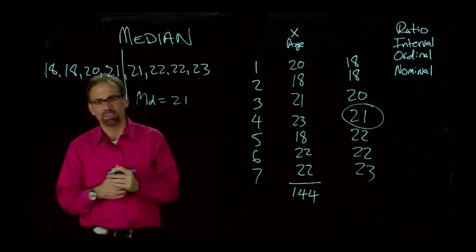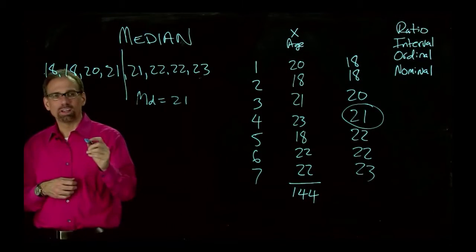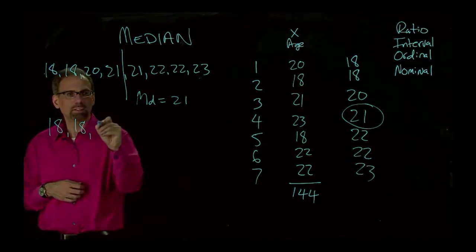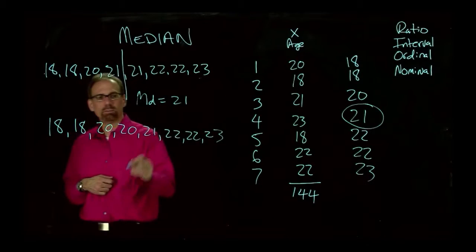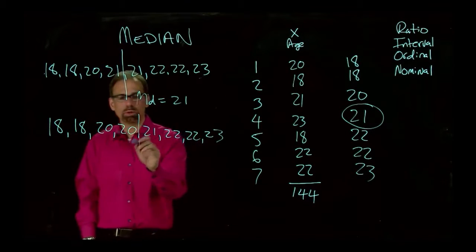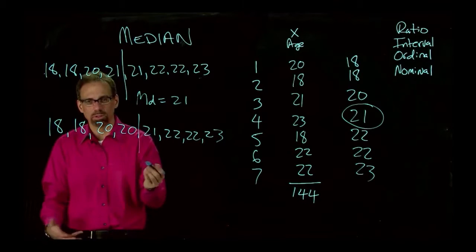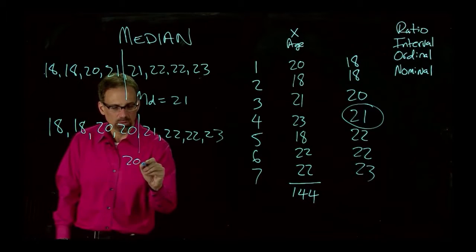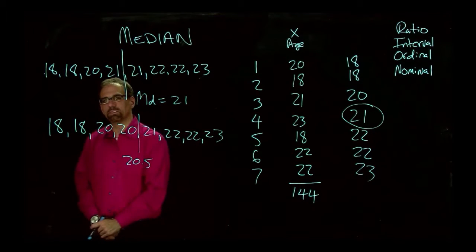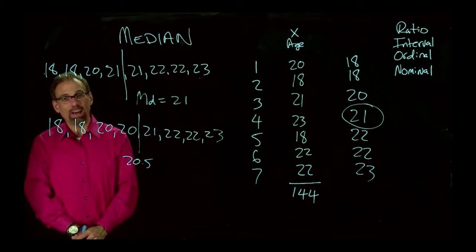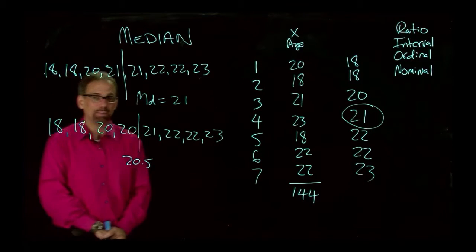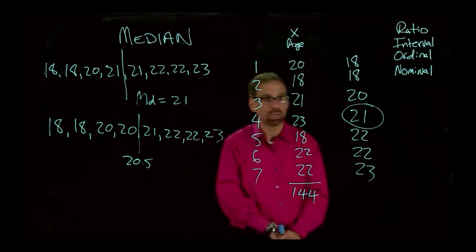Well, what if it's not the same number? What if we're not lucky like that? What if this is our data, 18, 18, 20, okay? Here's the middle right here. All right, there's no value in the middle, so I take the midpoint between these two. It's 20 and 21. The midpoint between 20 and 21 is 20.5. And so we say that's the median of this data. And what it means is that half of the cases are above that value and half of them are below it. And that's what the median tells you, okay?